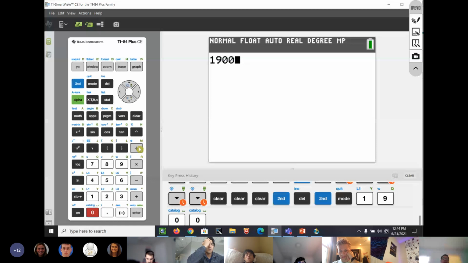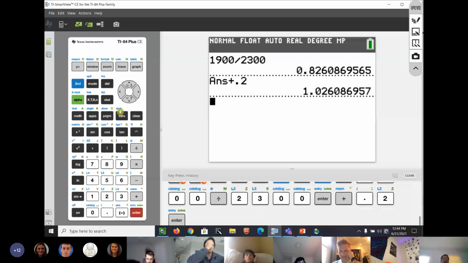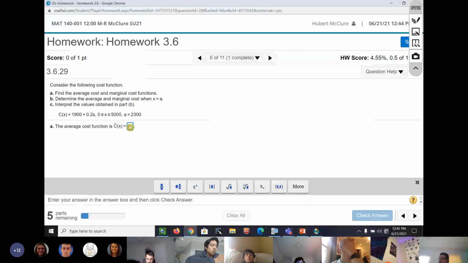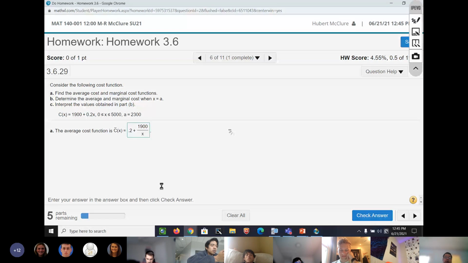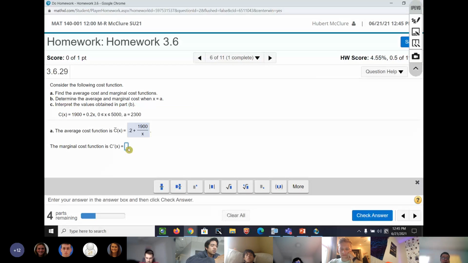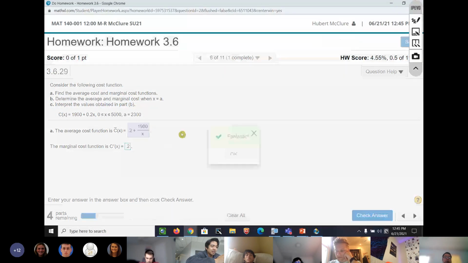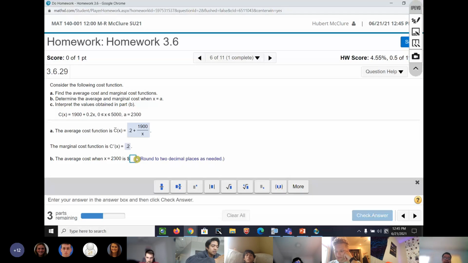And our average cost comes out to be $1.03. So the average cost function is 0.2 plus Priority 1 message 1,900 divided by X. And then the marginal cost is 0.2. And then 2,300, what did I say, 1.0 what?